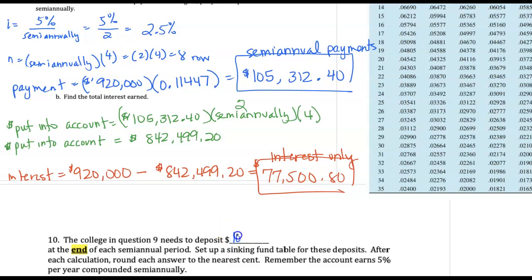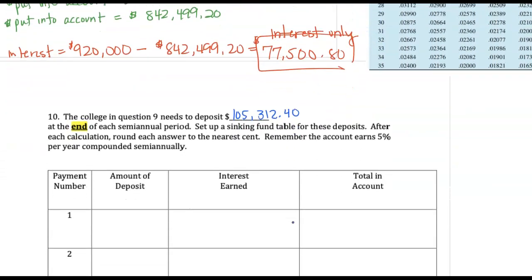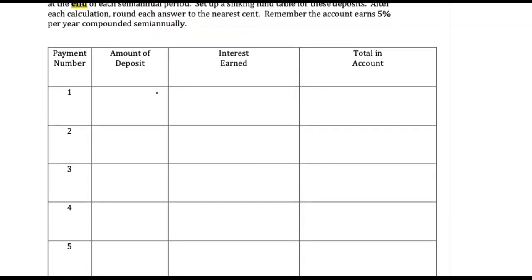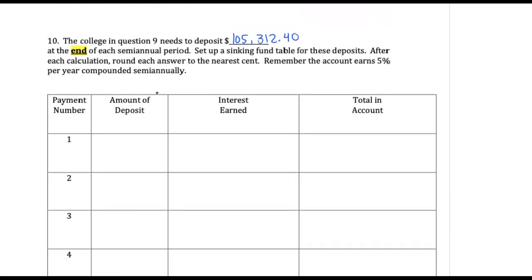So the payment is $105,312.40. And the college is going to make that payment semi-annually, and they said they were going to do that for 4 years. We said that semi-annually for 4 years would end up giving us 8 payments. Notice that I already have a chart here with my 8 different rows. That represents our 8 payments.